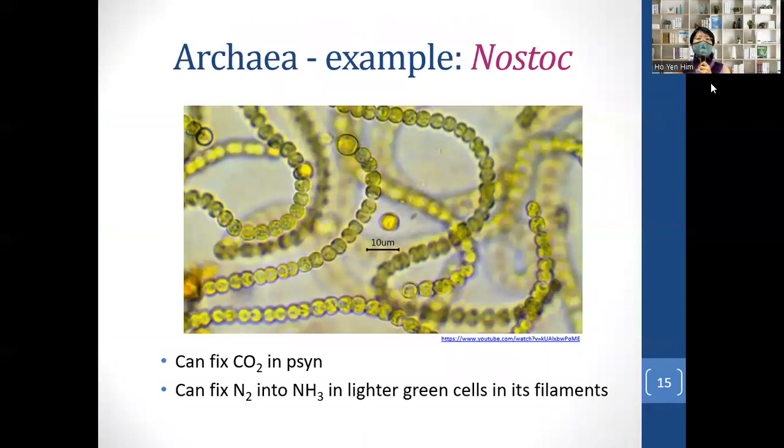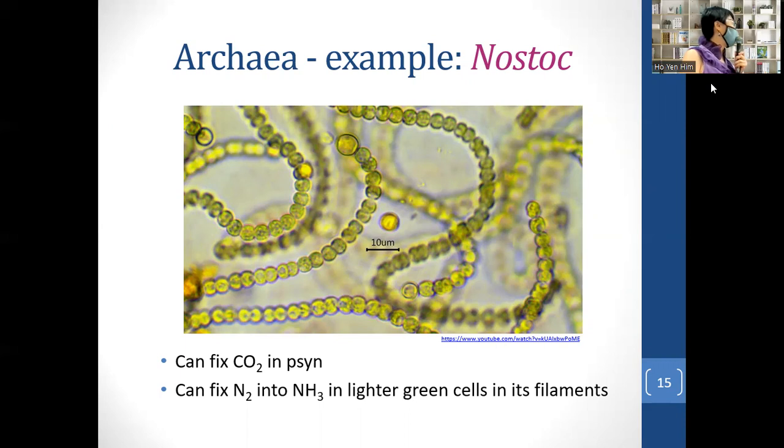This is another example. Nostoc, you're familiar with Nostoc, right? Nitrogen fixation. Nostoc. Cyanobacterium. Okay, so this one you can see, each of the spheres is a Nostoc bacterium. And you can see that they actually arrange into groups of chains, right? Okay, so this bacterium can fix CO2 in photosynthesis. That means it can photosynthesize, that's why it's green in color. And then it can also fix nitrogen into ammonia in the lighter green cells in the phylum. So these are the lighter green cells, the bigger ones.